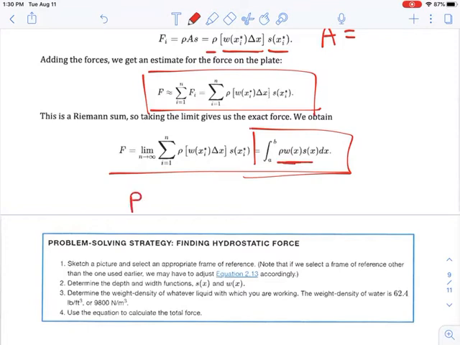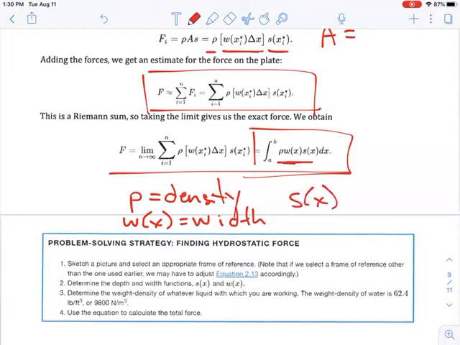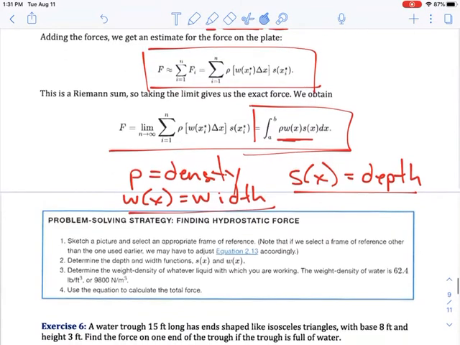We have rho, which is the density, which is a constant. We have w of x. That's my width, the width of that little slab. And then S of x is depth. It's a depth function. The width is going to be a function as well. So you have two functions that you need to find. And you have a problem-solving strategy that you can read if you so choose. I am going to explain to you how I go about doing these problems.